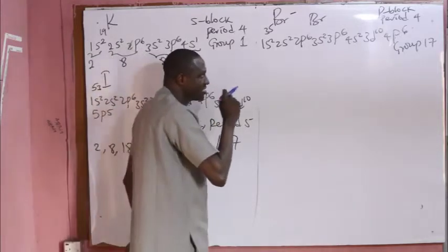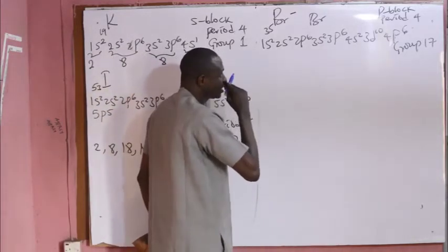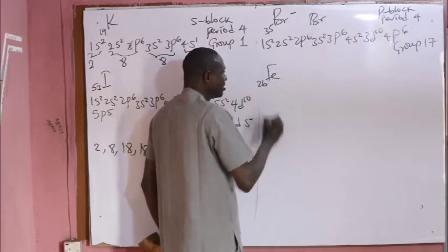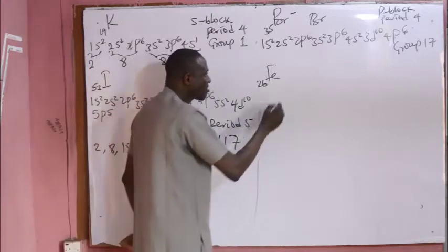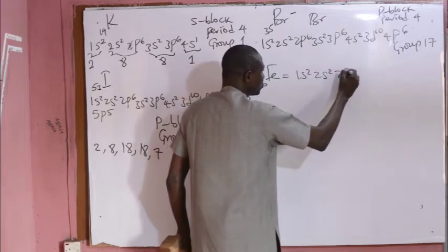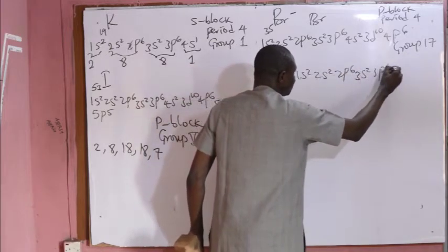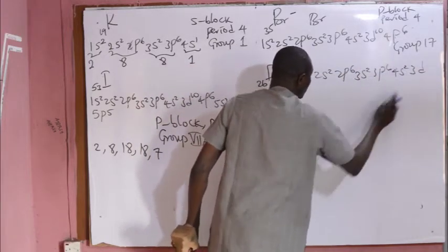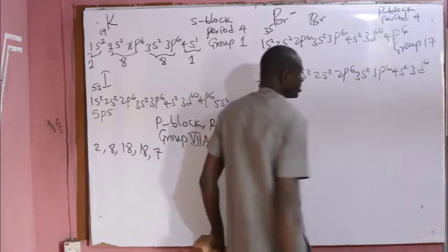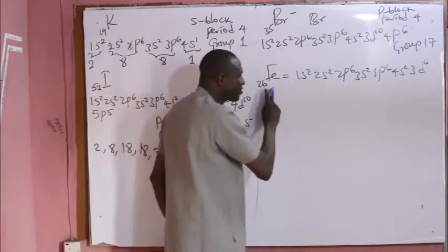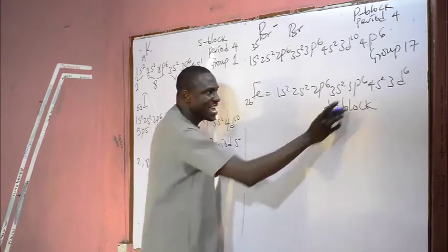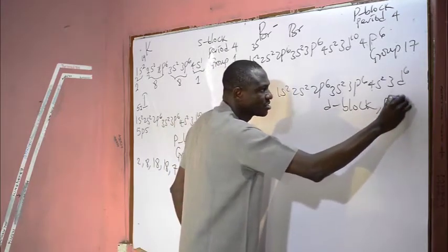Now let's consider transition metals. Take for instance, if you want to write the electronic configuration of an atom with atomic number 26. This atom has a total of 26 electrons. So we have 1s2, 2s2, 2p6, 3s2, 3p6, 4s2, 3d what? This is 4, 10, 12, 18, 20, 26, 3d6. So this atom is a d block element. This is the last orbital. The highest coefficient is 4, period 4.